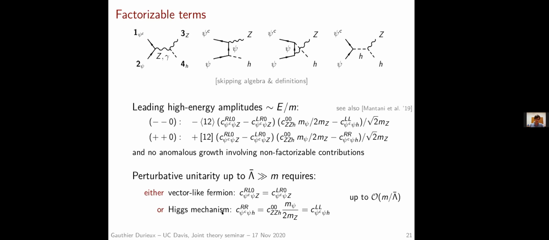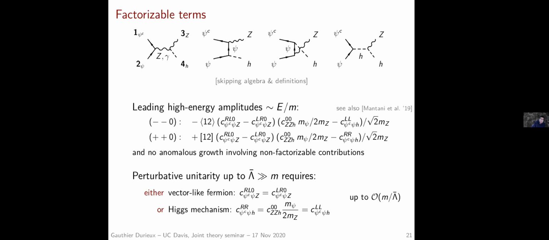And the second case is just the Higgs mechanism, where the Yukawa coupling is given by the gauge coupling times the fermion mass divided by the vector mass. So again, and maybe more precisely here, we've seen how we recover those relations due to the electroweak symmetry breaking in the Higgs mechanism by imposing perturbative unitarity.